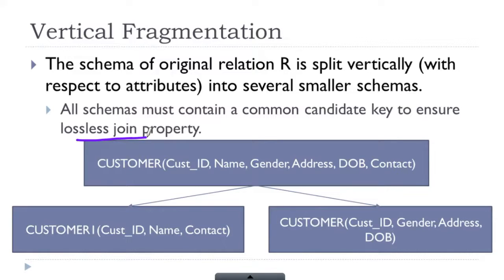Now, when I break this table, I cannot get the original relation back unless there is a common candidate key. So here the customer ID is taken, which is the primary key of the table. This attribute is taken into both the fragmented relations. Now what we have is the vertical fragmentation of the relation customer.